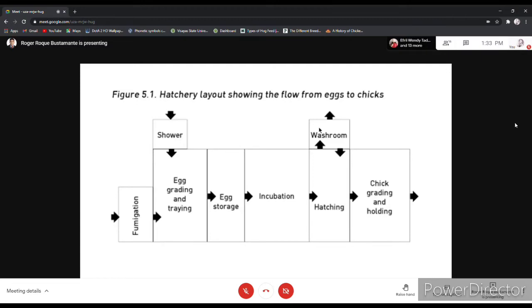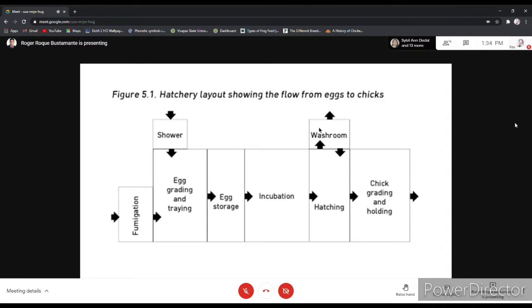Once the eggs are already disinfected, they will undergo a short period of egg storage, because it does not mean that once your eggs arrive at the hatchery, you immediately put them in the incubator. You have to let the eggs sit for a period of 8 hours to 12 hours, to prevent temperature shock or thermal shock.